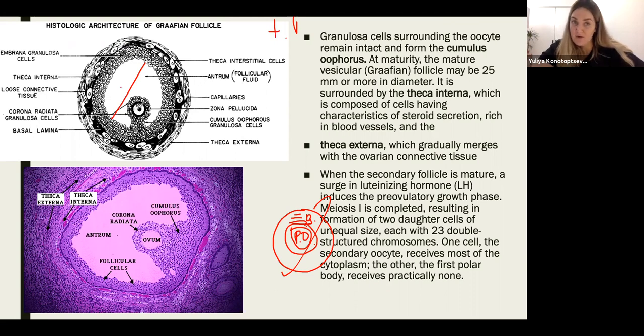What do we see here? This is the primary oocyte. Still. What is the primary oocyte surrounded by? Zona pellucida. Still. What are these cells? These are my granulosa cells. But granulosa cells, which directly surround your oocytes, these ones, they are known as the cumulus oophorus.